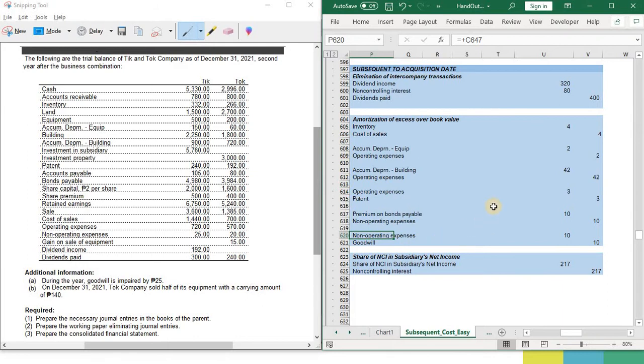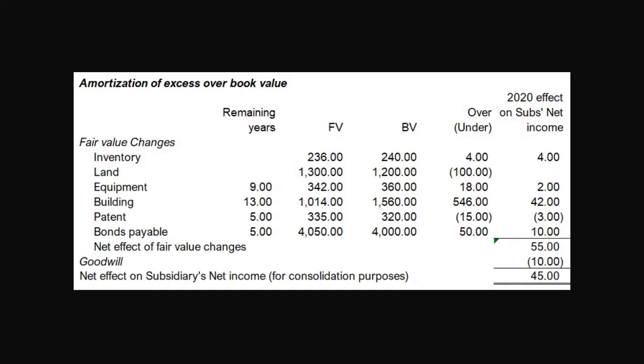And again, on December 31, 2021, the beginning balance of the retained earnings and non-controlling interest should reflect these adjustments made in the prior years. So this is the amortization that we did in 2020. This must be reflected in the beginning balance of the consolidated retained earnings and non-controlling interest. The net adjustments that we made have an effect on the net income of the subsidiary of 45 pesos. So this is an increase. We increased the net income of the subsidiary as recorded in its books by 45 pesos.